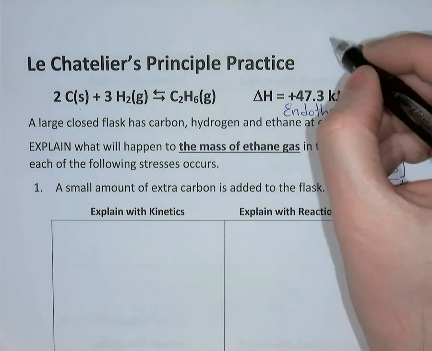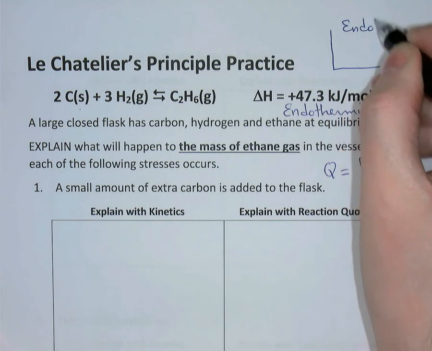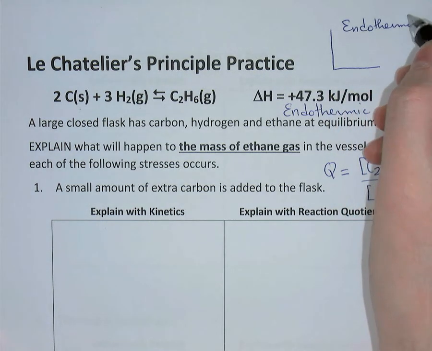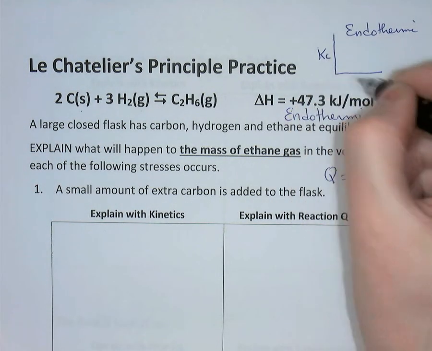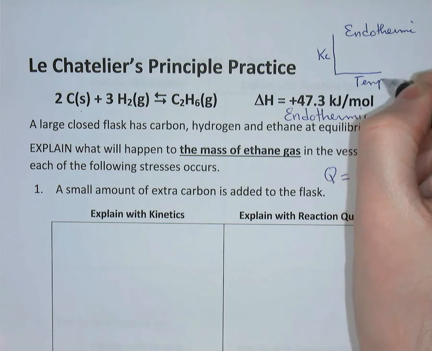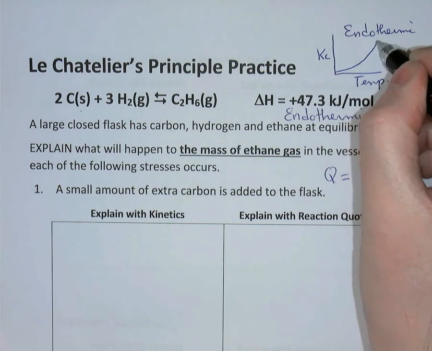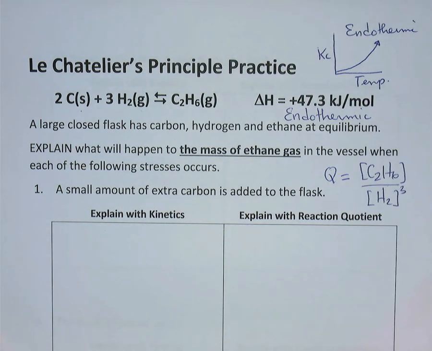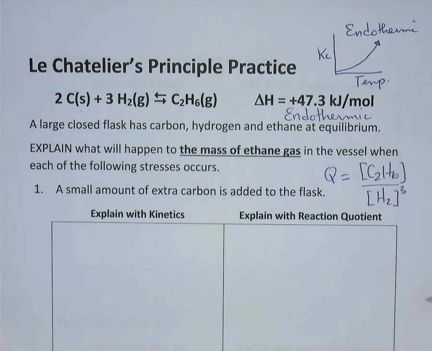Given that the forward reaction is endothermic, let me just quickly sketch our graph that shows for endothermic reactions how Kc changes with temperature. For endothermic reactions, when you raise the temperature, the Kc gets larger like this. If it were an exothermic process, it would be a dropping curve. All right, we have all the tools we need. We can jump in and start answering the questions.